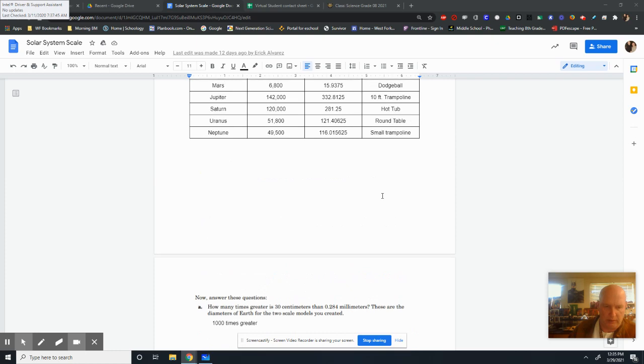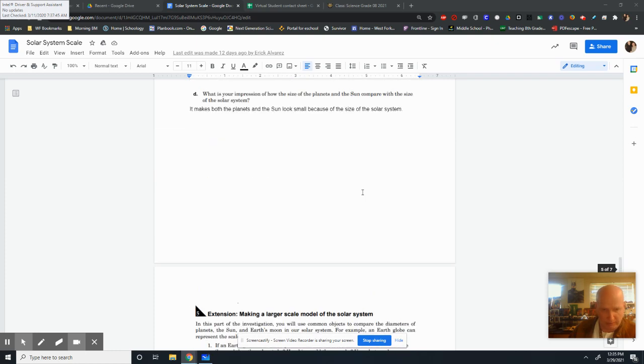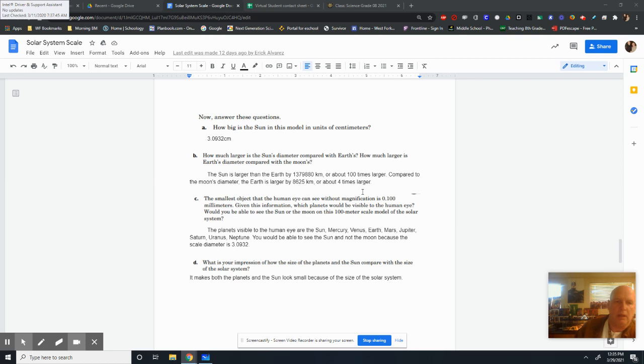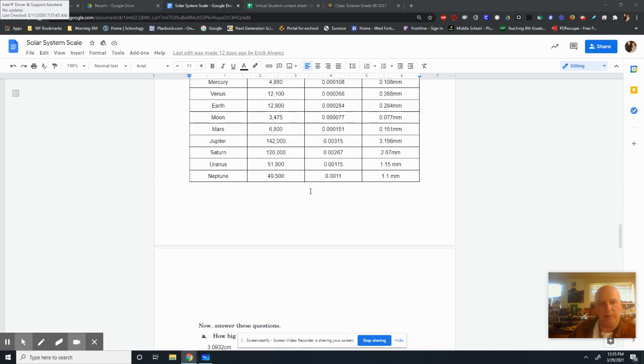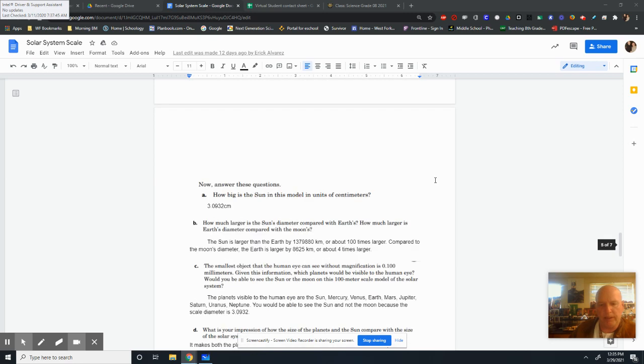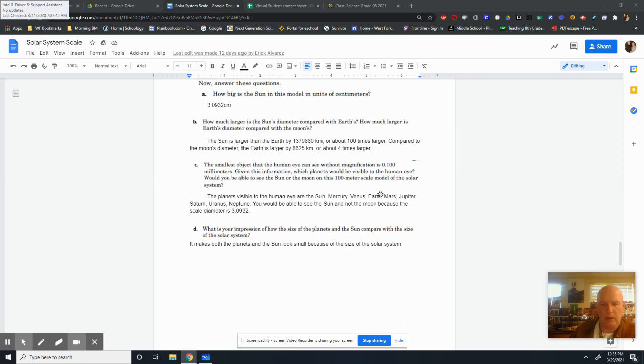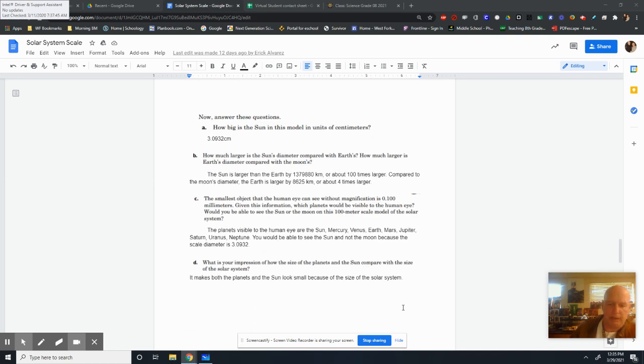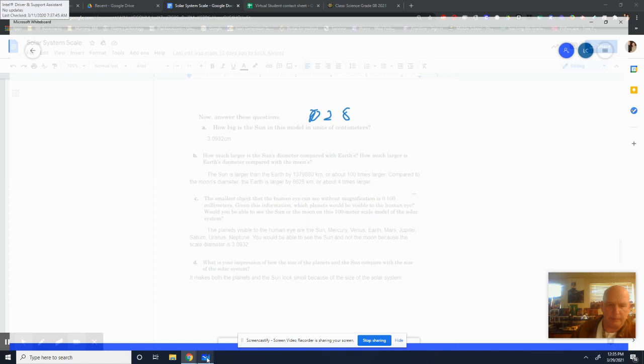All right, so let's try to go through this as quickly as I can. How big is the sun in this model in units of centimeters? If we look at this data up here, we found that the sun was 1,391,980 kilometers. If we figured it up to be in millimeters, it's 30.92. If I want to know how big it is in centimeters, I need to calculate that.